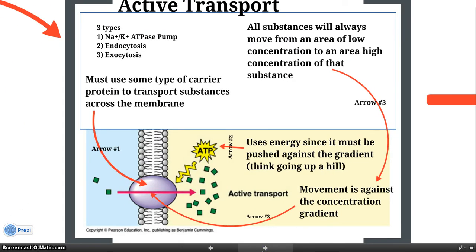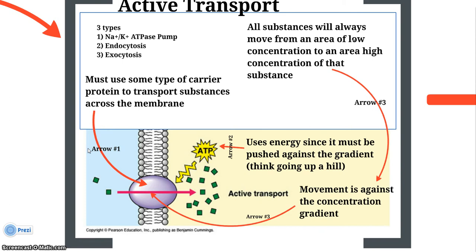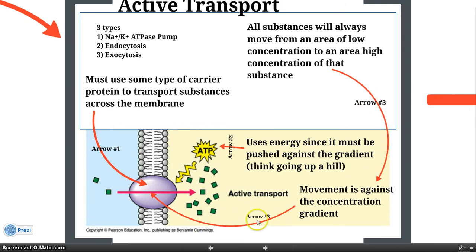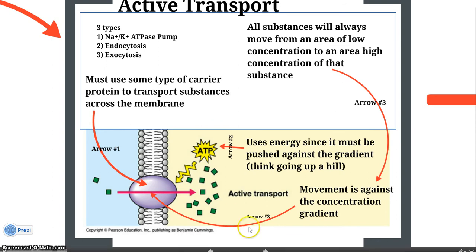If you look at the diagram, you can see how it is demonstrating the various properties of active transport. Here at arrow 1, you can see how active transport uses a carrier protein to transport materials through the plasma membrane. Here at arrow 2, it is showing how energy, or what we know as ATP, must be used since movement is against the gradient. And then finally, over here at arrow 3, it's showing how substances move from an area of low concentration to an area of high concentration, or against the gradient.